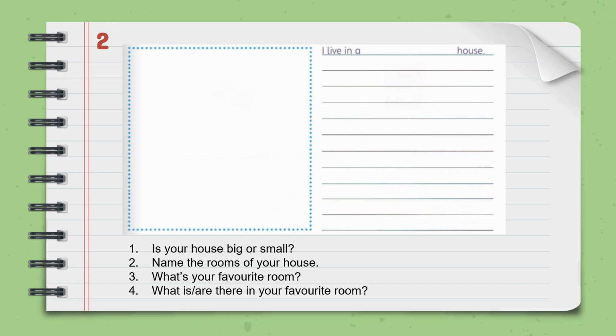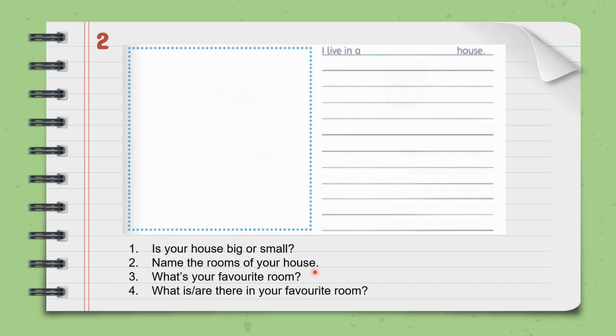For the second activity, you will need to draw your house, then write about it. Answer these questions to help you to write. Is your house big or small? If your house is big, you would have to write, I live in a big house. Continue on with naming the rooms of your house.